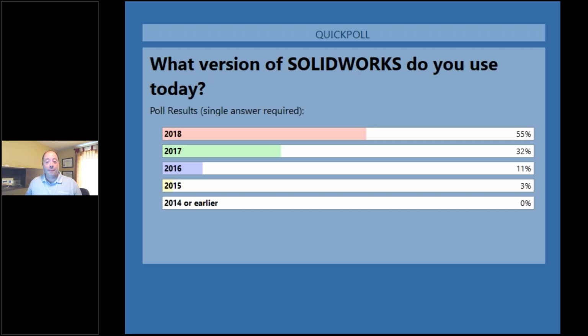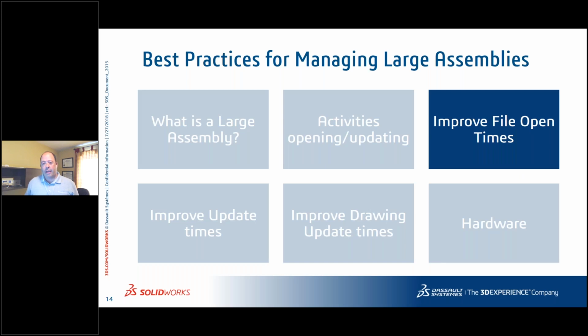So you see, like I said, over half of you today are using SOLIDWORKS 2018, which is great. I'm thrilled. A lot of you, about a third, I think, are still using SOLIDWORKS 2017. So I'll make the distinction. There are some new enhancements in 2018 that weren't there in 2017. Some things are there in 2017, just made better in 2018. So I'll try to make the difference about that. So thanks for voting. So as I was saying, let's talk about file update time.